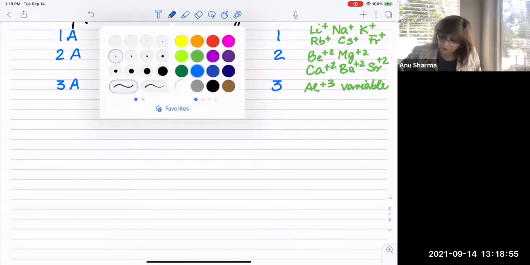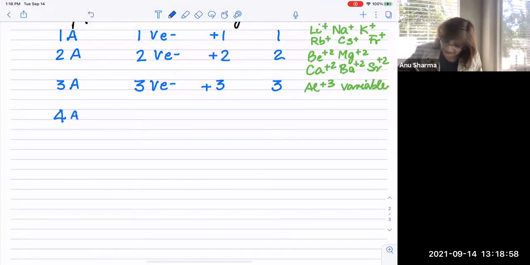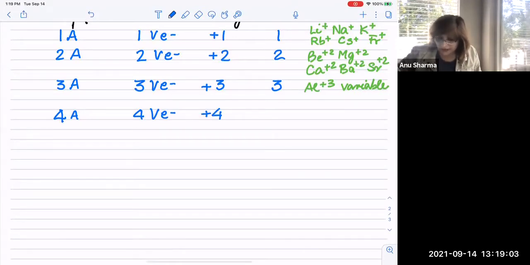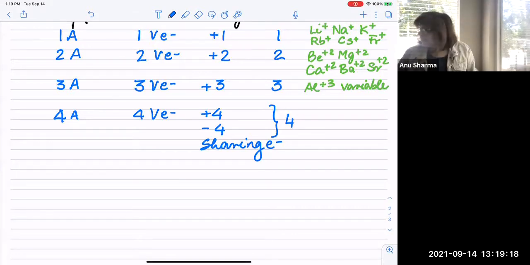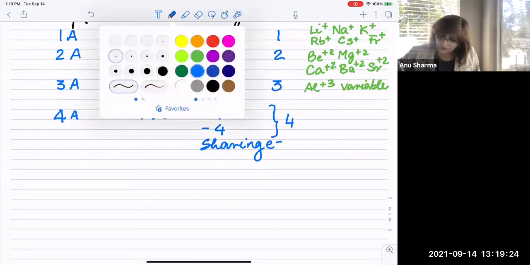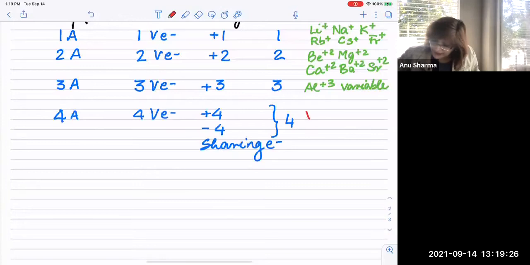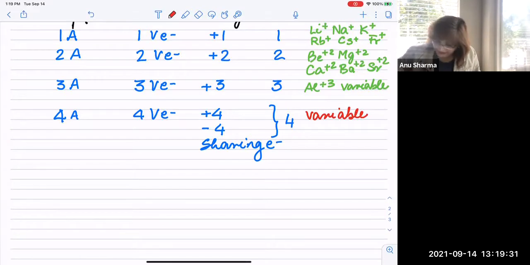Next, we have group 4A. Now 4A has 4 valence electrons, and it can form a +4 charge, can form a -4 charge, and can form bonds by the sharing of electrons. So regardless, there are going to be 4 bonds. Basically, group 4A also has metals, non-metals, and metalloids. So that is why we are going to just put it as variable. Because there are metals, remember that.